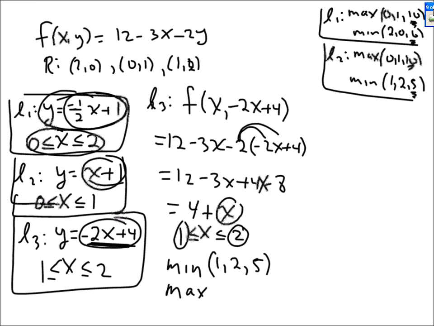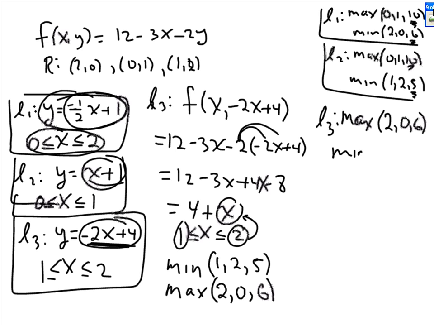Now the max is going to be 6. Let x be the most. Let x be 2. Then y is 0 and 4 plus 2 is 6. I just substitute in 2 for x. That's the max. So when it comes to line number 3, we have our max at (2, 0, 6) and we have a min at (1, 2, 5). That's the results from line 3.